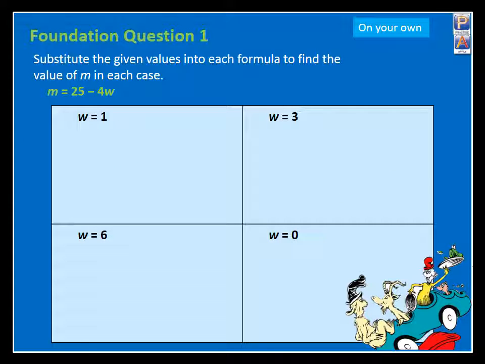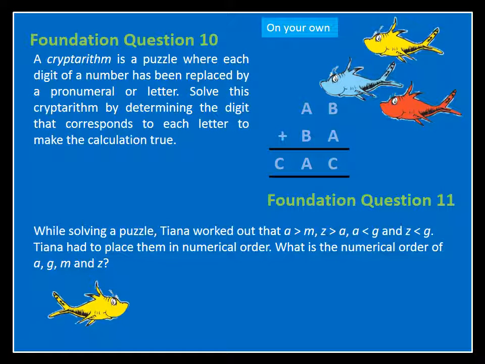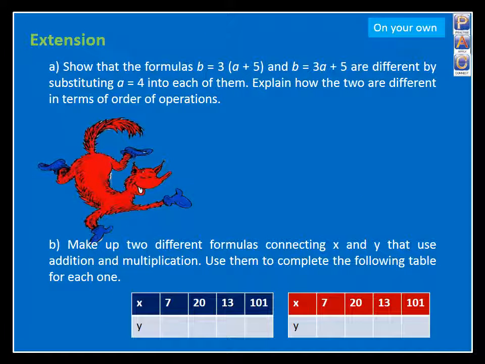Same with this one. You can have a go. Don't get confused because it's around the other way. 25 minus 4 times 1, 25 minus 4, and so on. You can have a go at some of these ones here, but they're all done the same way. It's all done exactly the same way by substituting into those formulas.